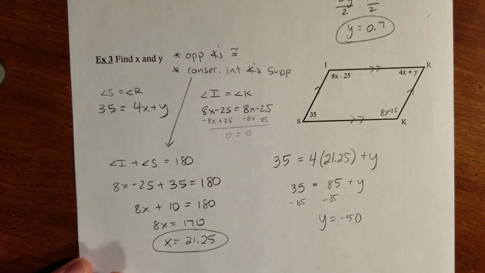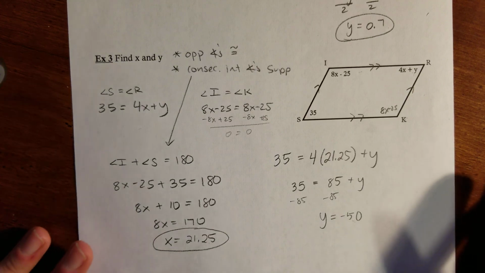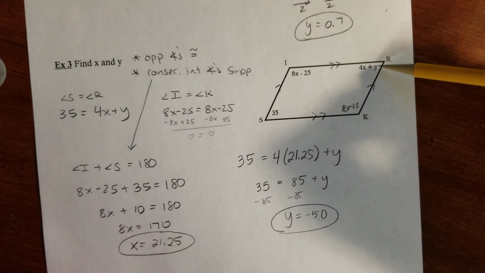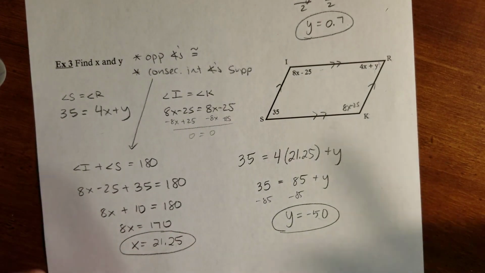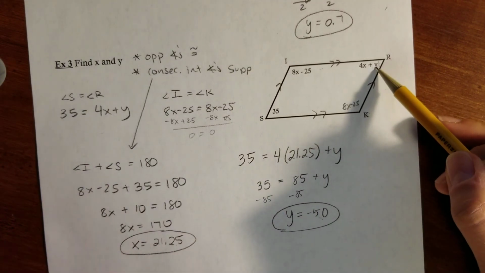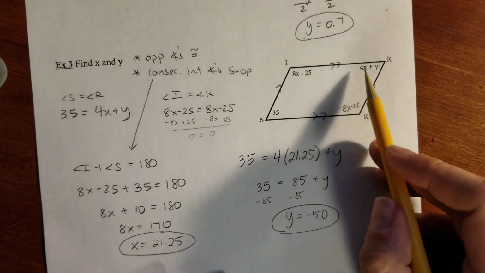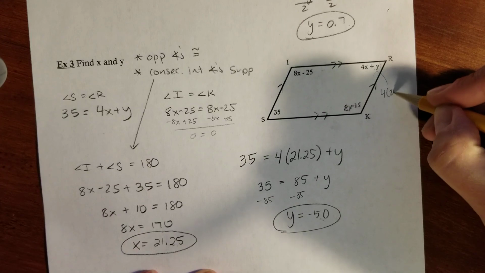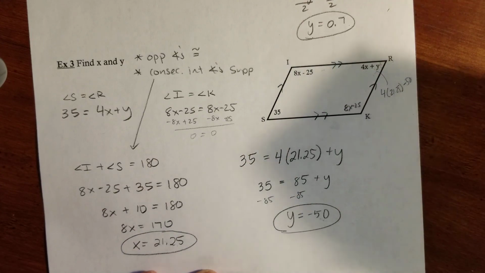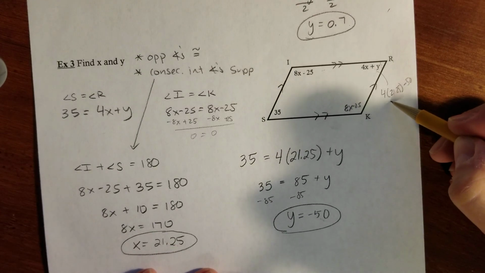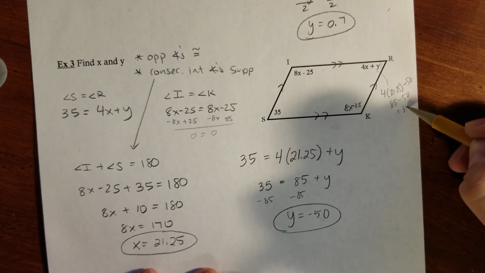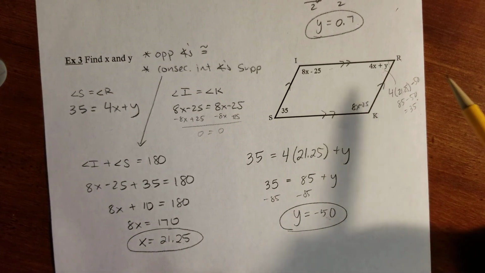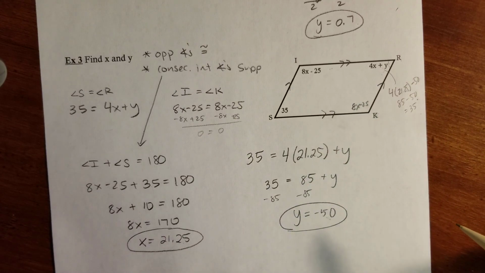negative 50. So how is it possible that y can be negative? Well, in this case, y isn't representing the entire angle, it's only representing part of it. So if I plug negative 50 in, I still get a positive angle because x was so big. So like when I plug this back in here, 4 times 21.25 minus 50, because it was negative 50, gives me 85 minus 50, which is equal to a positive angle measurement. So your variables can be negative as long as when you plug it back in, your angle is still positive.